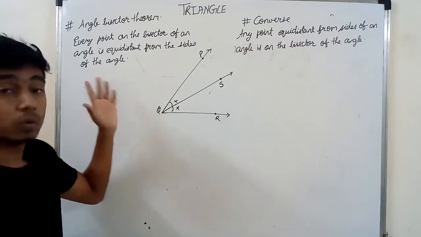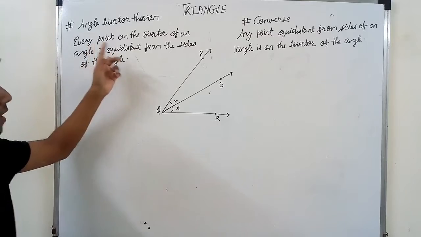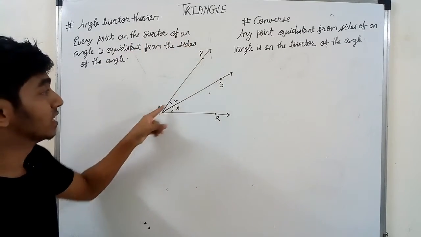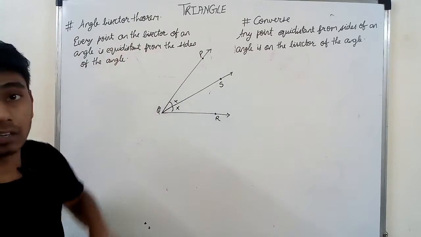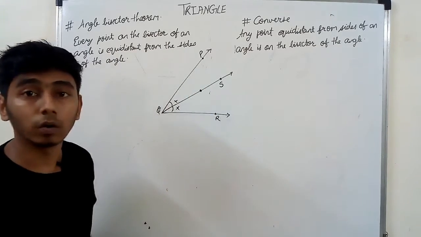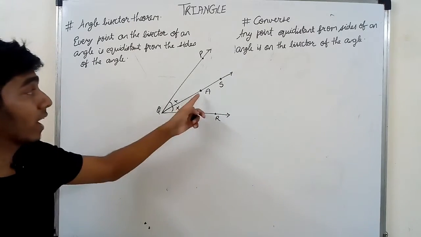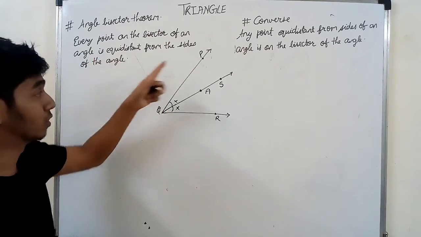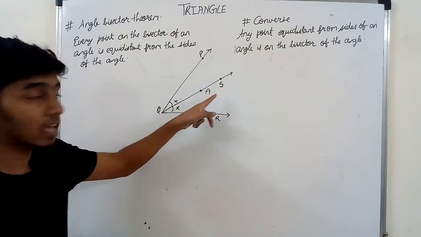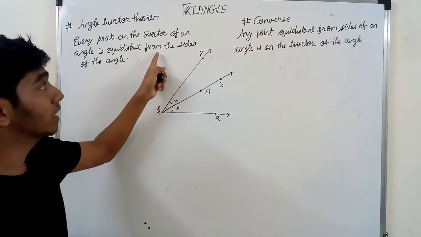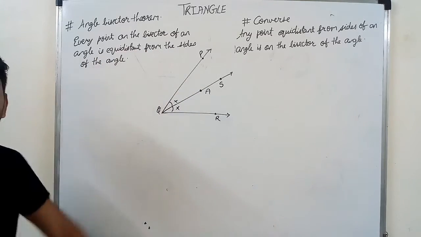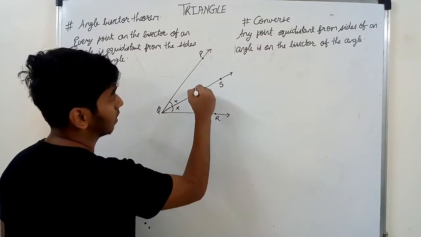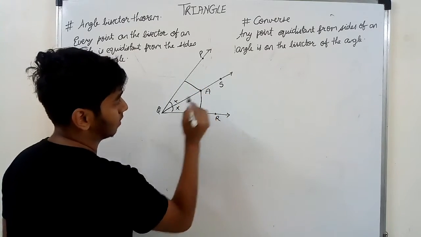Okay, so there is a theorem based on this. I hope you have understood what an angle bisector is. Now every point on the bisector, so this is the bisector, every point meaning let's take at least one point. Let's name that as A. So every point on the bisector of an angle, this is an angle and its bisector is QS and A is on the bisector, is equidistant from the sides of the angle. Yes or no? So this is equidistant from the sides of the angle, meaning this and this.